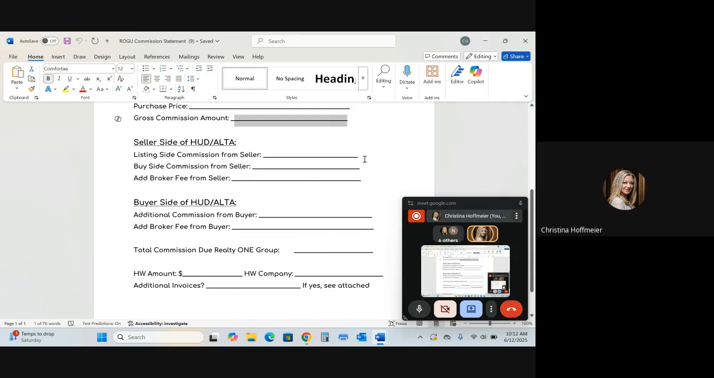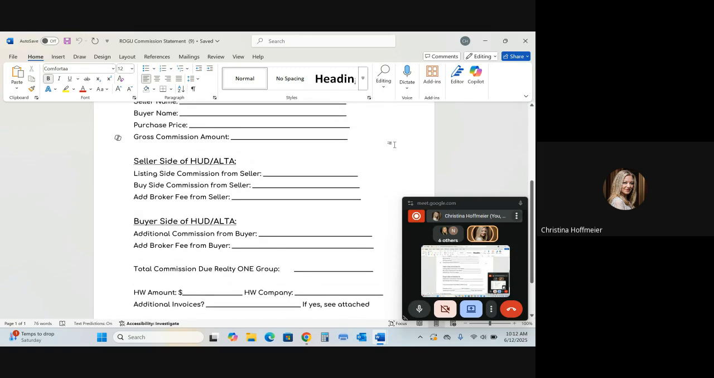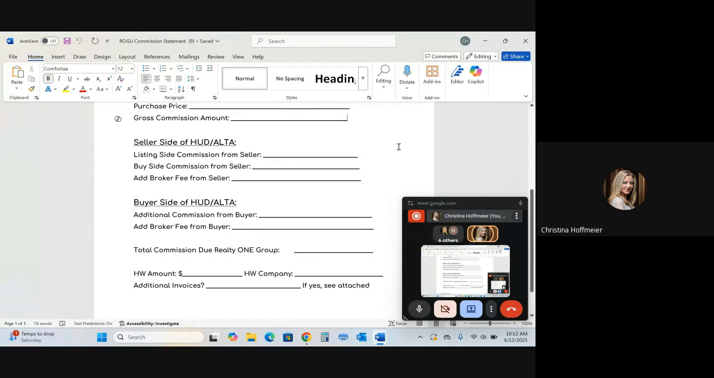Now on the flip side, if we represent the buyer, remember we represent the buyer, 3% is coming from the seller per page 2, paragraph 3, plus we're collecting another 1% from the buyers on a $100,000 purchase. This is how we would fill this out. Where it says buyer side commission from seller, we're going to put $3,000 to represent their 3%.